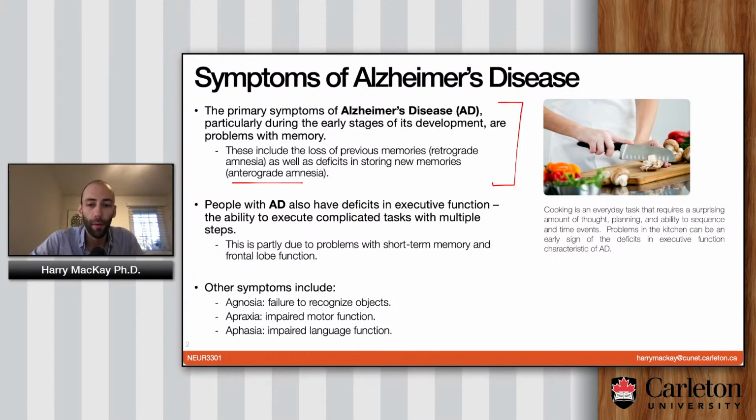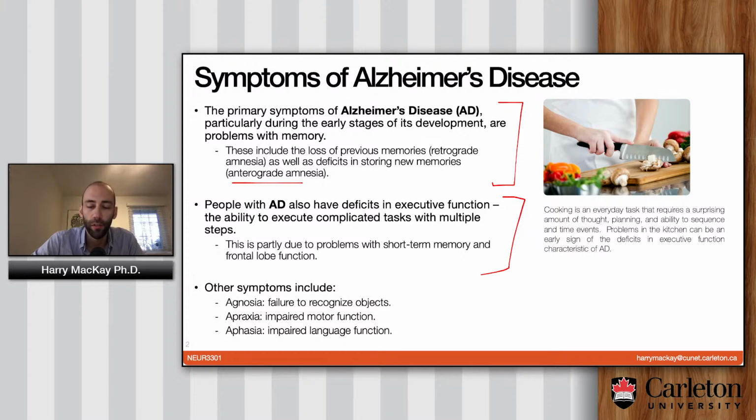People with Alzheimer's disease also have deficits in executive function. By this we mean the ability to execute complicated tasks with multiple steps. And this is coming from failures in short-term memory as well as a breakdown or dysfunction in the frontal lobe.